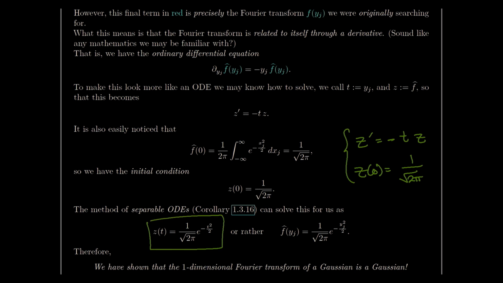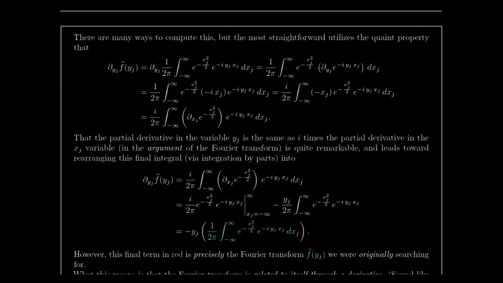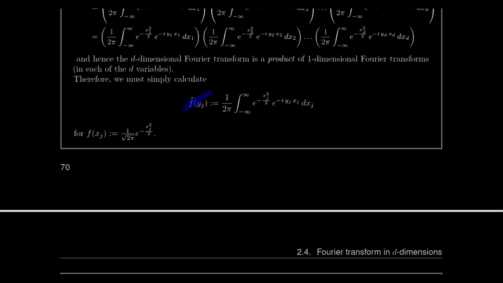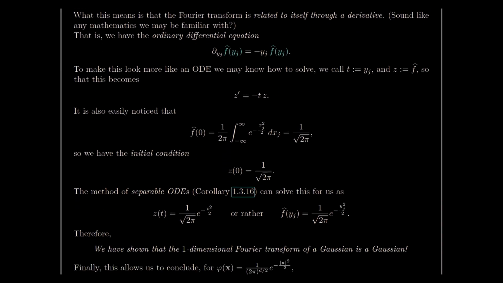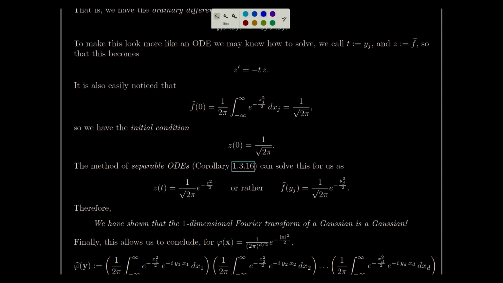The solution is a Gaussian, which means that the solution for f hat, the funniest thing about this computation, is that to compute a Fourier transform, we were just able to translate the Fourier transform itself into an ordinary differential equation, which was a separable equation, and we were able to solve that separable equation to give us what the Fourier transform looks like. So now we have the Fourier transform of the Gaussian in one dimension, in just the dimension y_j.